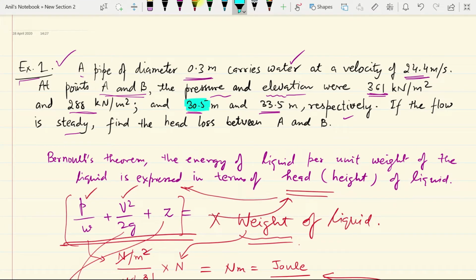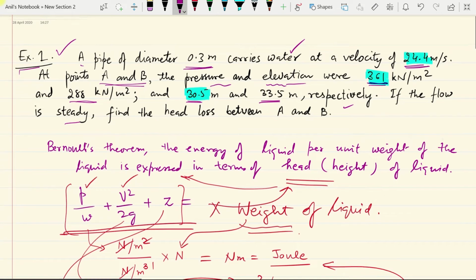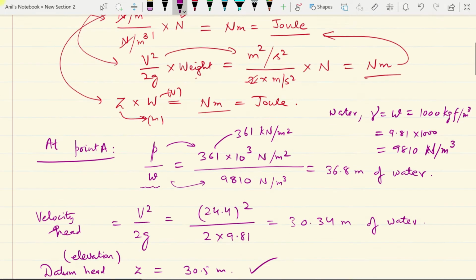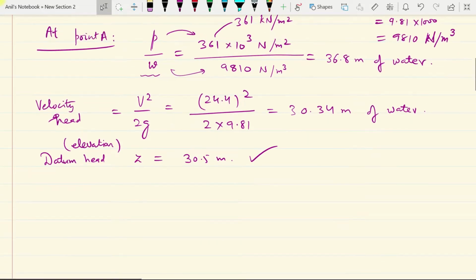So here we have Z, P, and velocity is the same. So this is V, and this is the head at A, this is the head at B, ZB, this pressure is at B, and this is the pressure at A. So we have all the data with us. So we get these heads of water at point A.